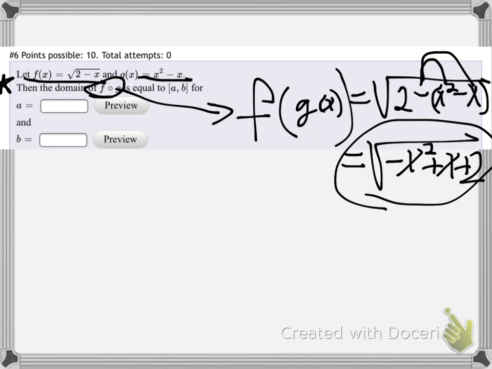That would be fine. But they're asking us not what is the function, what was the composite function, but what is the domain of f composed g. And so if we have f composed g over here on the right, we're looking for the domain of it.